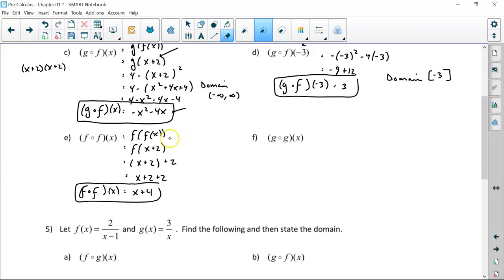So our domain, no restrictions for the inner, no restrictions for the final, so our domain is all real numbers, negative infinity to positive infinity.